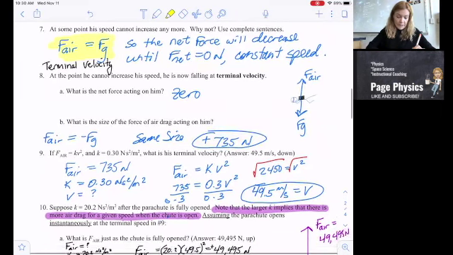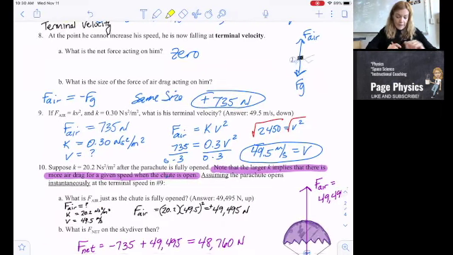Moving on. Number 9. If the force of air equals kV squared, that's the new equation we gave you. That's what takes somebody that's falling through the air, and you can calculate velocity using this equation. And here we've just given you a K value that we've provided, a common K value for just an average person falling through the air. What is the terminal velocity?